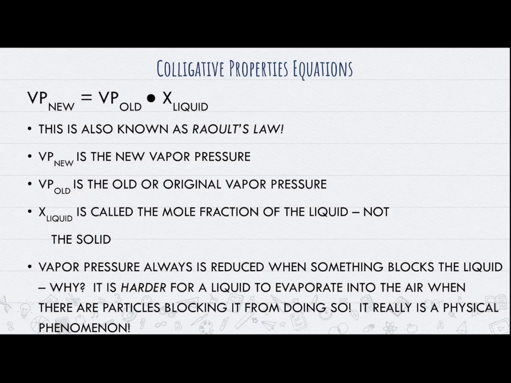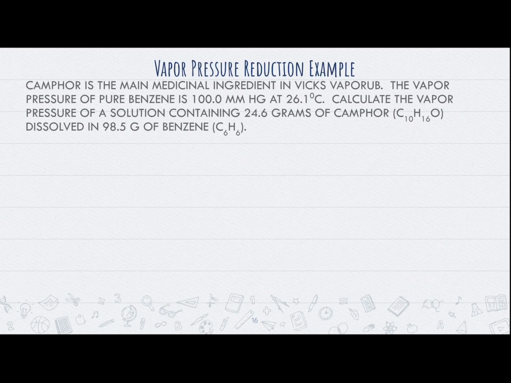Next we have Raoult's law. I know this one is not on your notes, so just pay attention. It might help to write a little bit of this down. So I have vapor pressure new equals vapor pressure old times X. X is the mole fraction of the liquid, not of the solid, it's the liquid. Vapor pressure always is reduced when something blocks the liquid because it's harder for a liquid to evaporate when there's other particles blocking it from doing so.